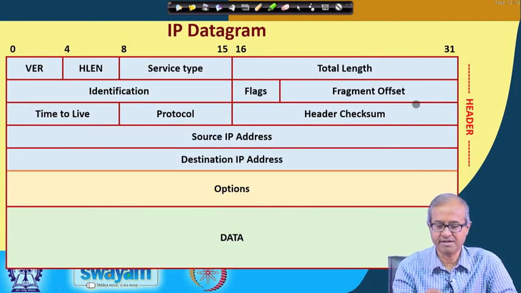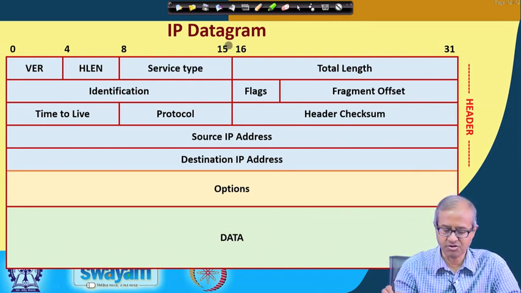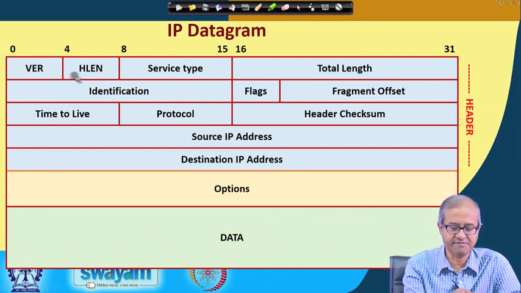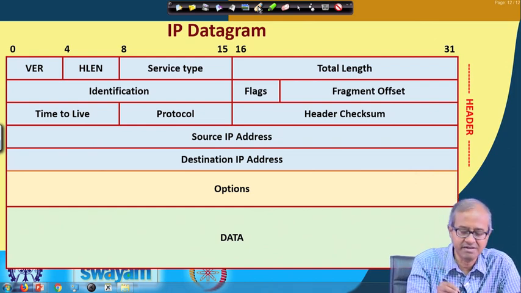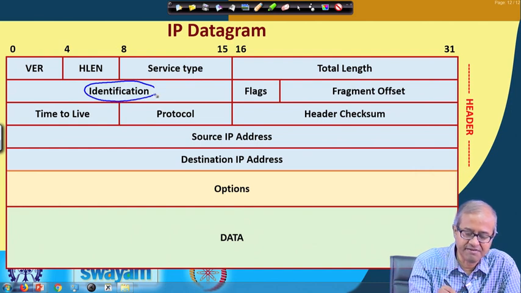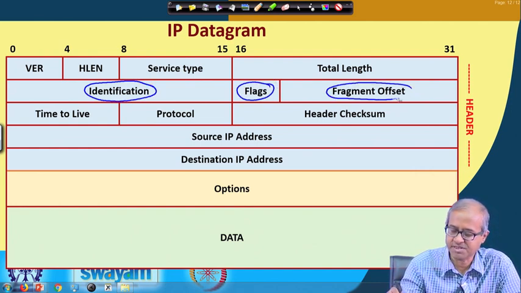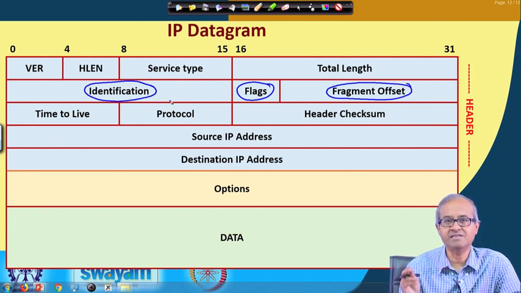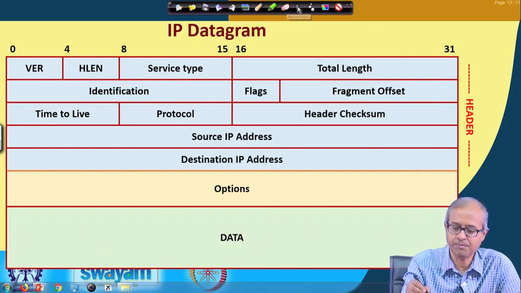Now, let us look at the header structure of an IP packet. This we have already seen earlier, these are the different fields. Now, with respect to fragmentation and reassembly, I did not discuss 3 of the fields earlier. They are this identification, some flags, and this fragment offset. These 3 fields in particular are used for handling this fragmentation and reassembly. Let us see how.